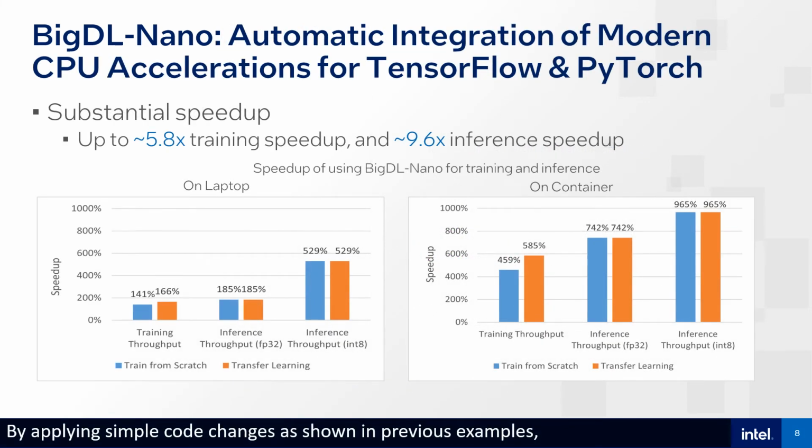By applying simple code changes as shown in previous examples, you can get substantial speedup using BigDL Nano. According to our experiments, BigDL Nano can bring up to around 6 times training speedup and around 10 times inference speedup.